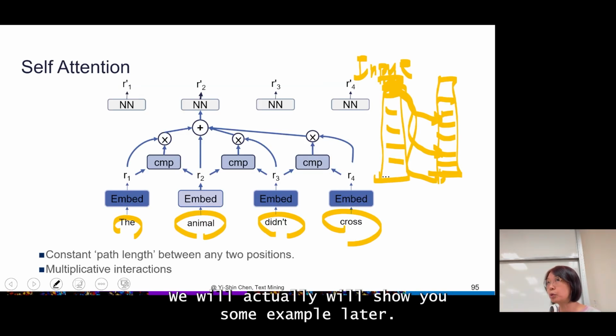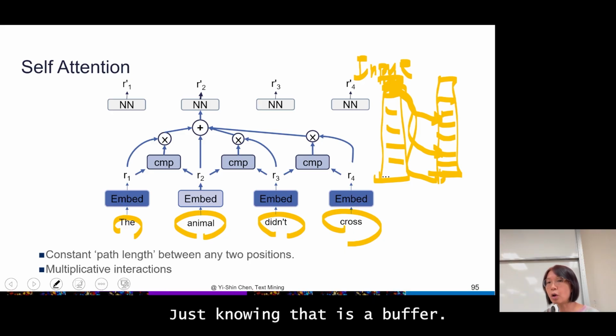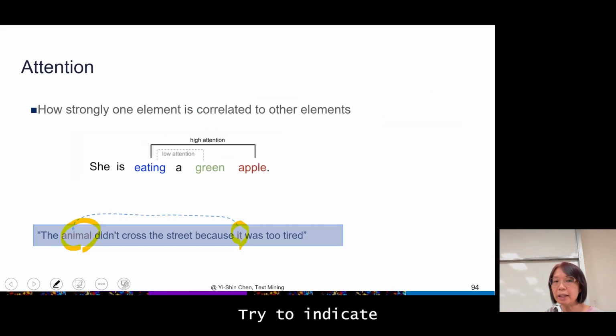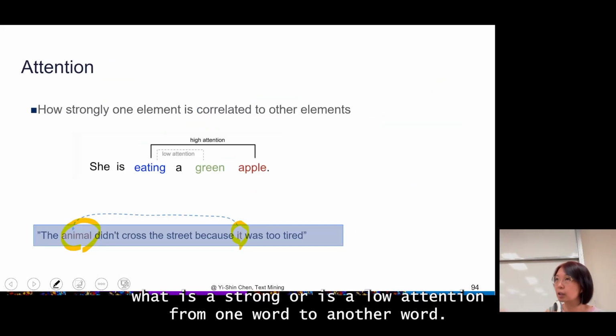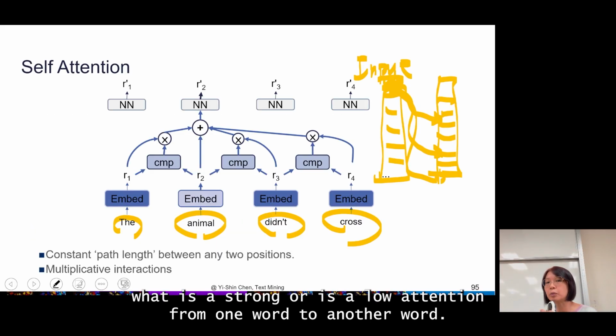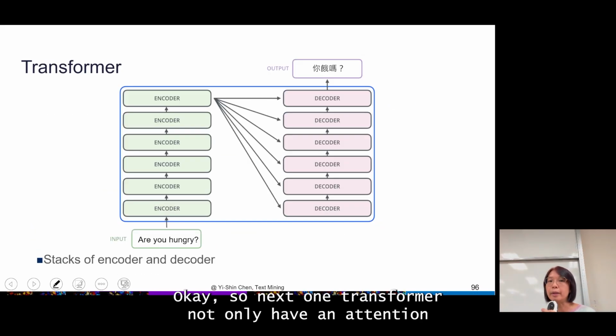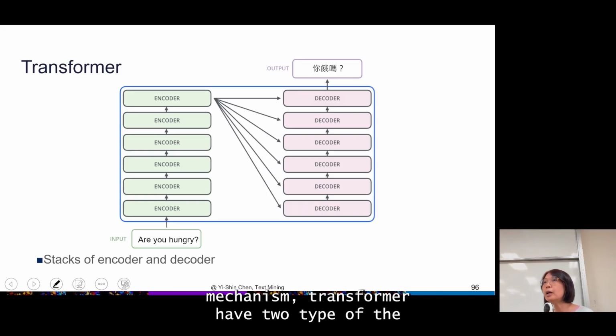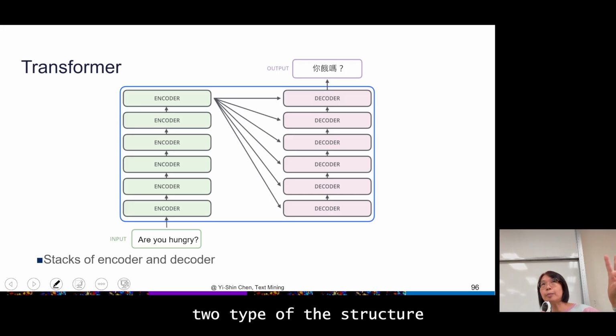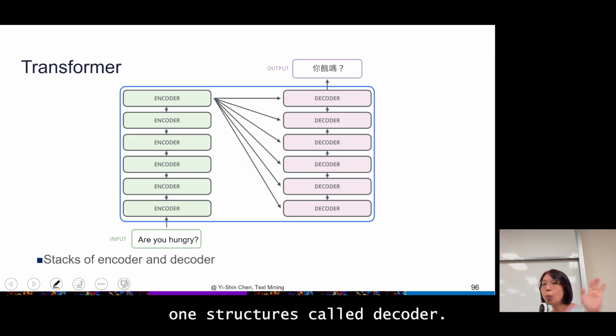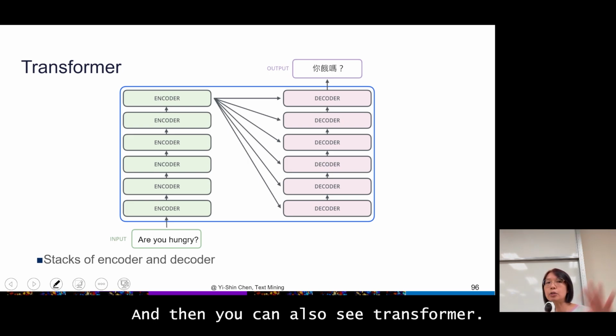We will show you some examples later. Just know that it is a buffer, trying to indicate what is a strong or a low attention from one word to another word. Okay, so next one. Transformer not only has the attention mechanism, transformer has two types of structure. One structure is called the encoder. One structure is called the decoder.